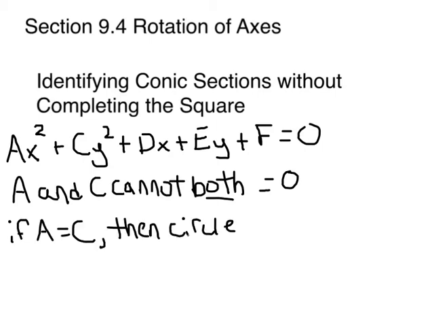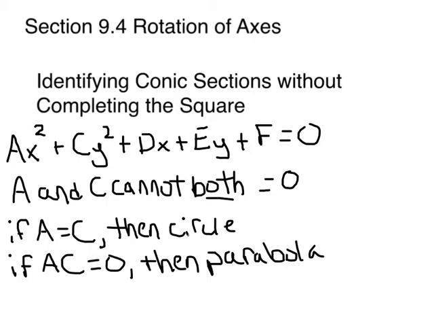If A and C are the same thing, then we have a circle. If A times C equals 0, then we have a parabola. That means either A is 0 or C is 0. We would most likely see this in an equation that was missing either x squared or y squared. Then we would know we had a parabola.